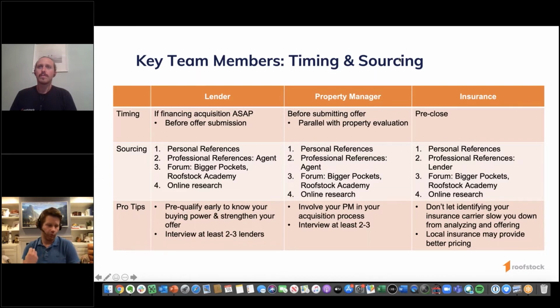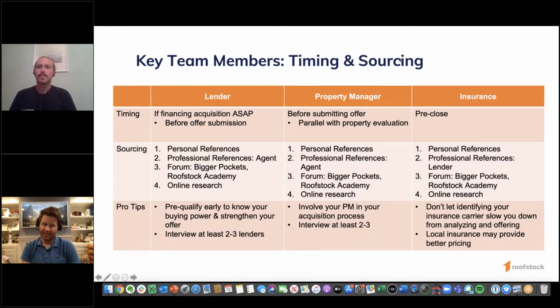Hey, I'm looking at buying 123 Main Street. What do you think the market rent is? What do you think of this neighborhood? Have you seen a lot of appreciation? Do you manage a lot of properties in that area? So I would bring the property manager in super early so you're not scrambling at the last minute, and make them part of your acquisition team.